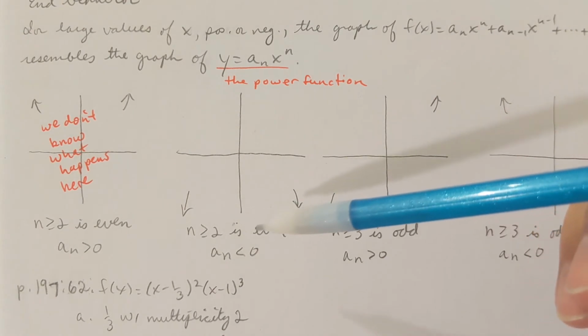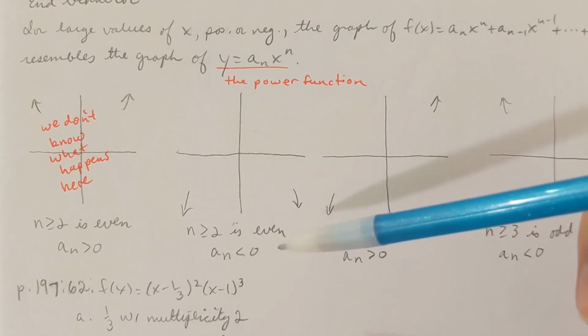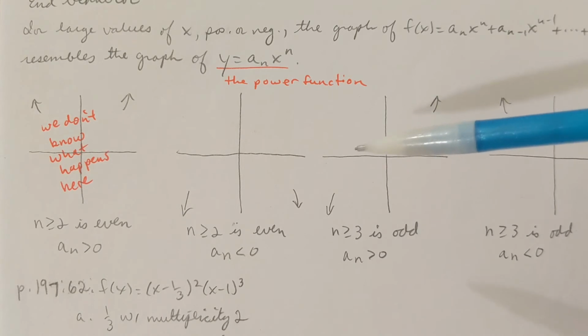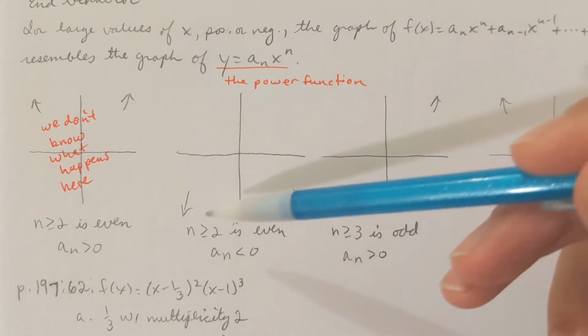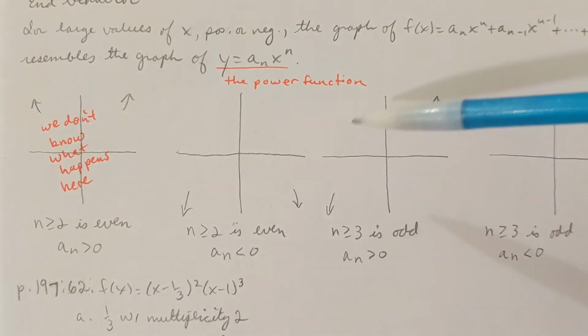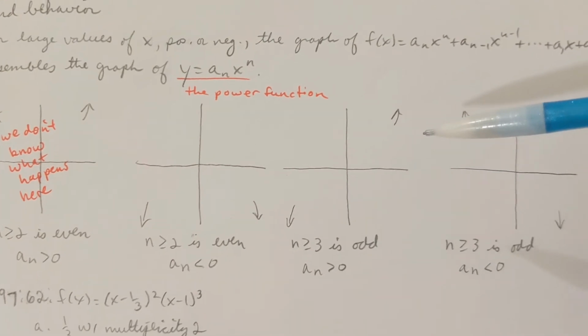Okay, if n is greater than or equal to 2, and that's an even number, and a sub n is negative, I think transformations, think rotation about x, so I would have something that'd be facing downward here in both directions. Again, I don't know what this middle part looks like, but I know what happens on both ends.